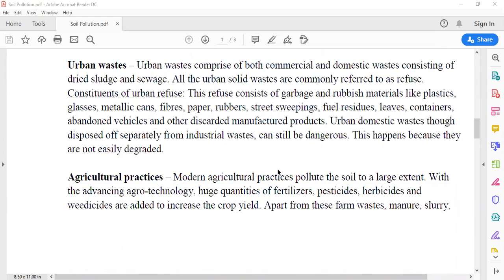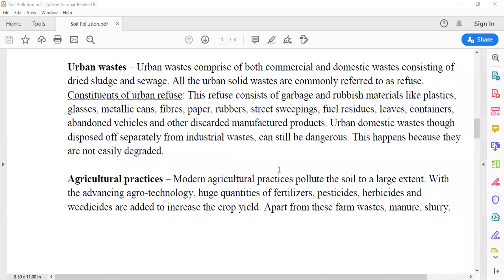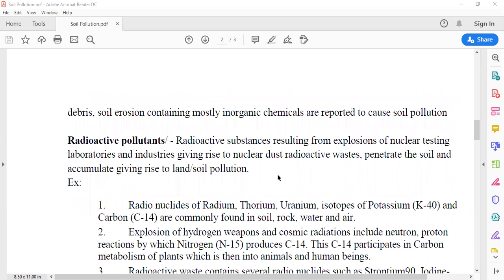Then various agriculture practices, which include huge quantities of fertilizers, pesticides, herbicides, and weedicides, are still added to soil to increase its yield or restore soil fertility. Apart from these, farm wastes, manures, slurry, debris, and soil erosion containing mostly inorganic chemicals are reported to cause soil pollution.